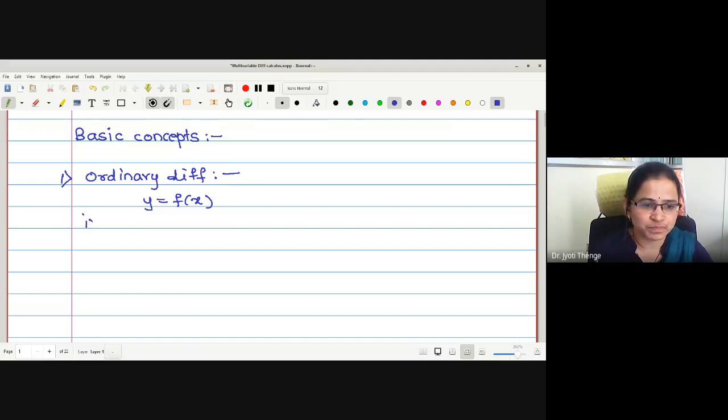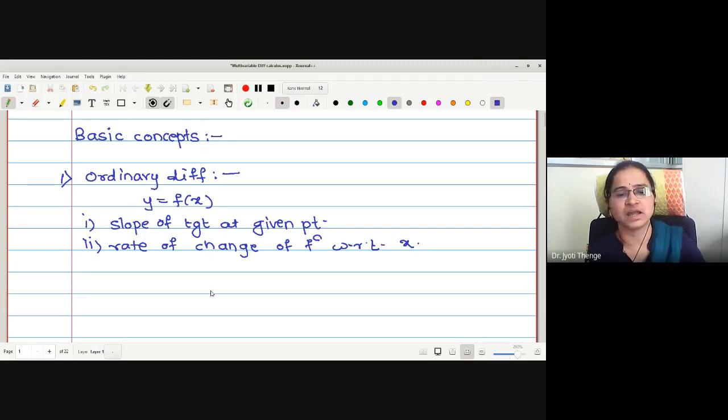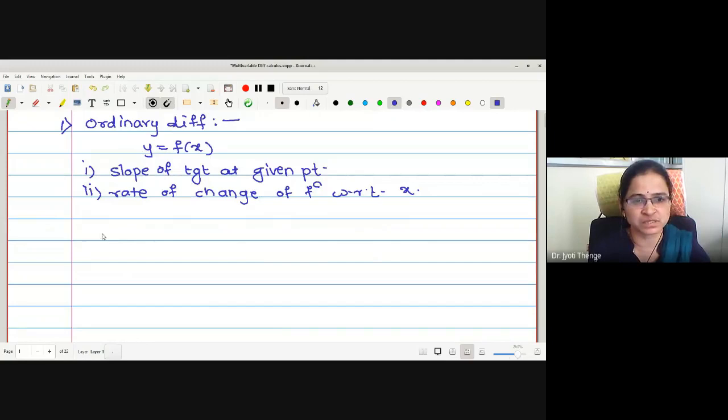The two aspects we know: the derivative gives us the slope of the tangent at a given point. The second one we know is that it gives us the rate of change of a function with respect to x, the independent variable. That is, this second one tells us how the function is going to change as we change the values of x. Before going to this, let me just recall the first principle definition of the derivative of the function y equal to f of x.